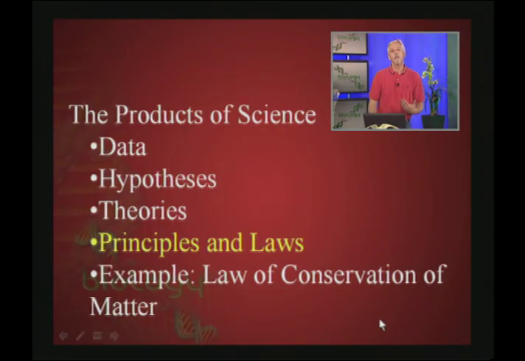So when we look at the products of science, then again, data, hypotheses, theories, and then also principles and laws are sometimes used. We don't use those a lot in the biological sciences, but basically principles and laws are just statements of observations that have been made. And again, usually are considered factual.